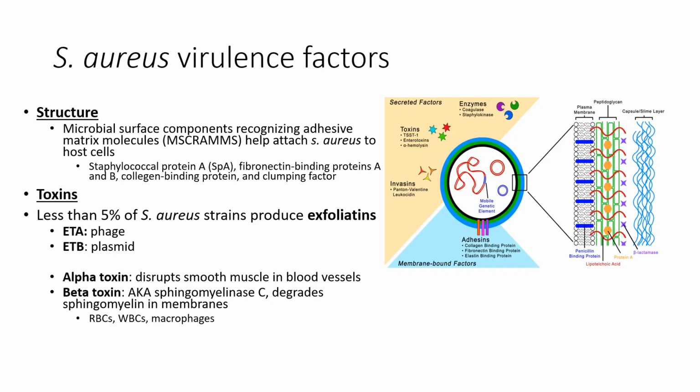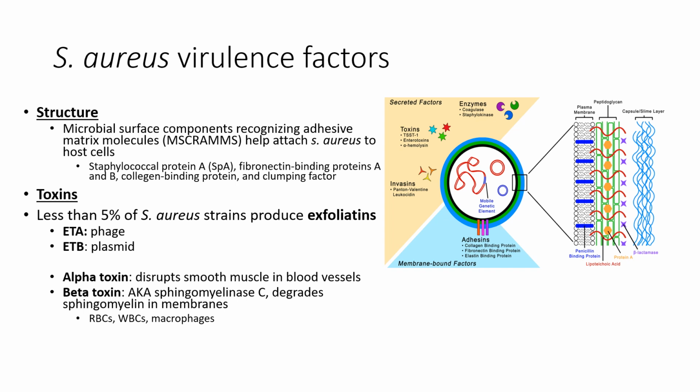So for the virulence factors of Staphylococcus aureus, the main one is the structure. It's microbial surface components recognizing adhesive matrix molecules, or MSCRAMMs, which promote cell-to-cell attachment and biofilm formation. And these MSCRAMMs include staphylococcal protein A, fibronectin binding proteins A and B, collagen binding protein, and clumping factor. So for toxins, we have an alpha toxin and a beta toxin.